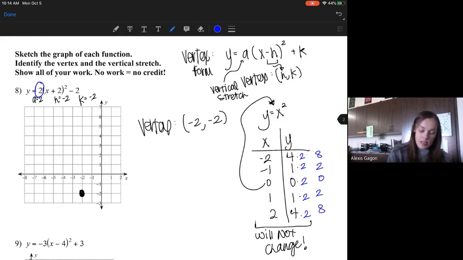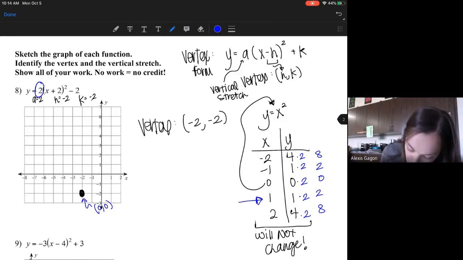I'm going to think about this point right here as our vertex. So this can be our 0, 0 point. So typically I would go over 1, up 1, but this time I'm going over to the right one and up 2. So I'd go over 1, up 2, and it's right there. Do the same thing to the left.